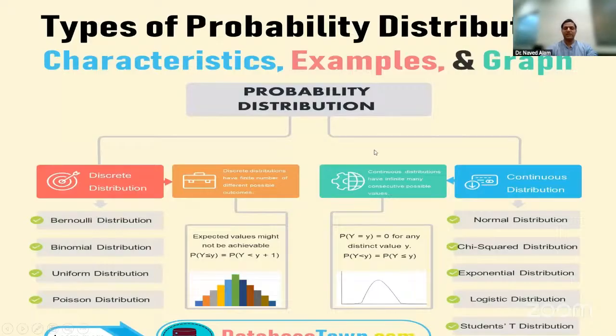In statistics, there is also the part of probability distribution, and we can see different types like discrete distribution and continuous distribution. In the discrete distribution, there can be a Bernoulli distribution, binomial distribution, uniform distribution, and Poisson distribution. And in the continuous distribution, we will have normal distribution, chi-square, exponential, logistic, and t distribution.